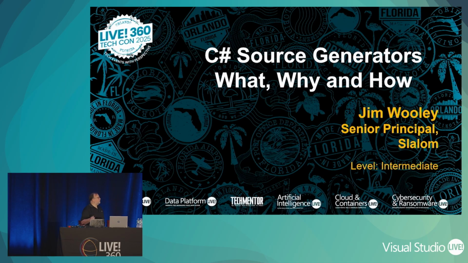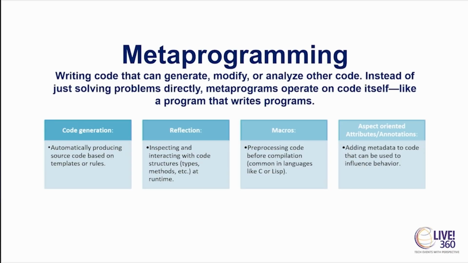So today we're going to be taking a look at C# source generators, and these actually aren't something that is brand new. This has been around for some time now. Source generators are part of a broader category of metaprogramming, which is basically writing code to interrogate code to write code. That's basically the kind of thing we're looking at here.